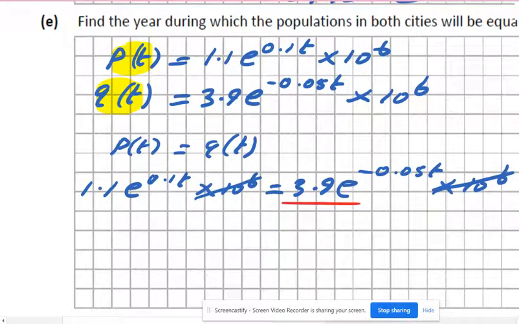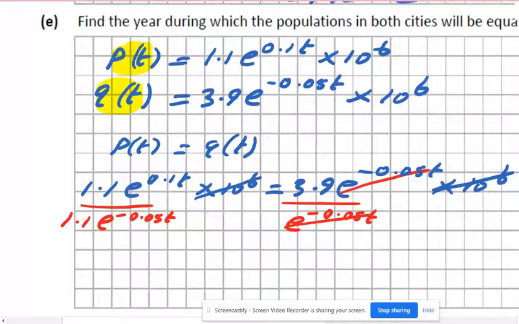So divide both sides here by e to bring it over to the left-hand side. So it's minus 0.05t, e to the power of minus 0.05t. And what that does is it cancels the e's on this side. And as we're at it, we could maybe divide both sides by 1.1 as well, because that gets rid of this 1.1. And it puts the e's on their own, which is what we want.